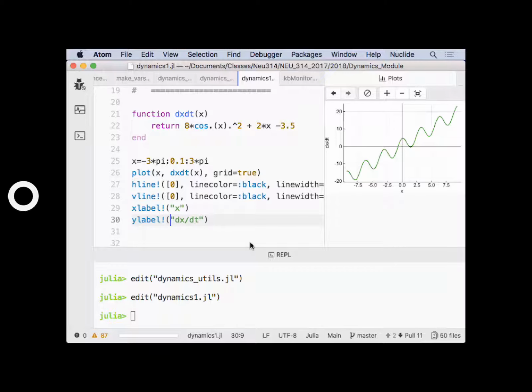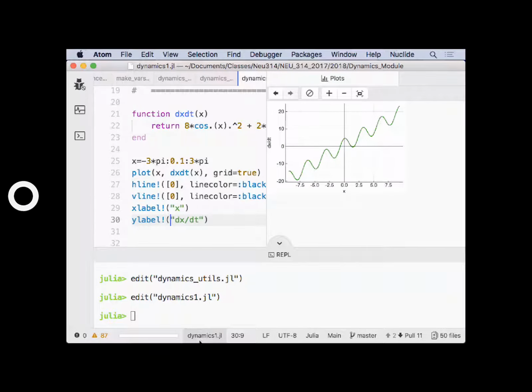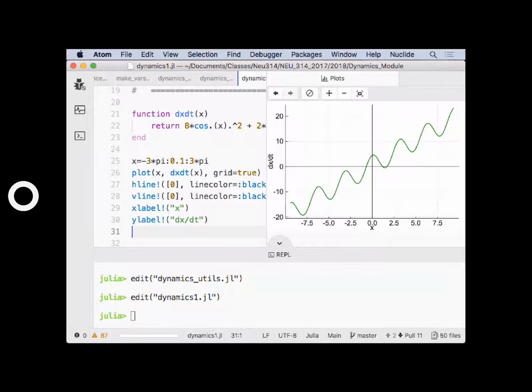So here's the plot. Let me do it again, just so you guys can see it a little bit better. Okay. So that's the function that we're working with, right? And what I want you to notice is that we've got dx by dt as a function of x. And as I said, what we want is x as a function of t. Very important to keep those two plots separate in your mind, right? Sometimes it's easy to get confused between them.